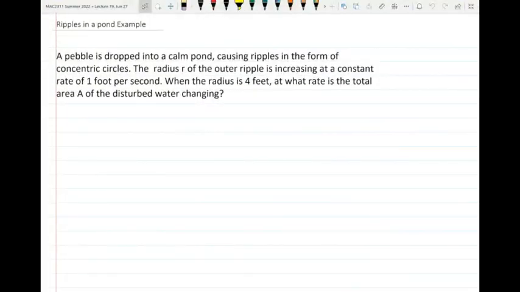So the first one, ripples in a pond. Again, the first thing that we should do is let's just read. Make sure that we understand what's going on. A pebble is dropped into a calm pond, causing ripples in the form of concentric circles. The radius r of the outer ripple is increasing at a constant rate of 1 foot per second. When the radius is 4 feet, at what rate is the total area of the disturbed water changing? Okay, so again, read it again on your own to make sure that you understand what this paragraph is saying.